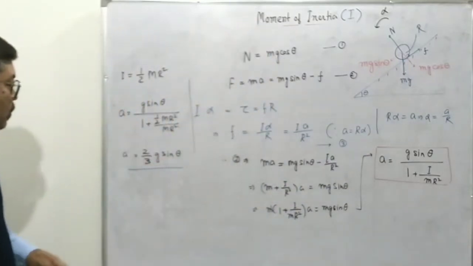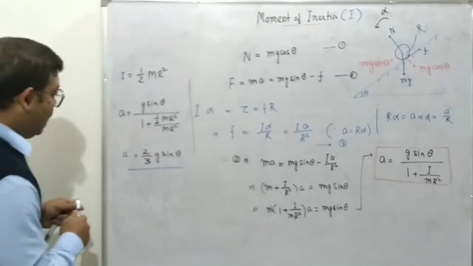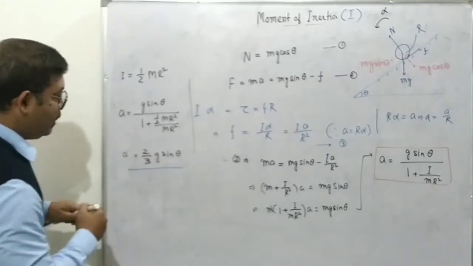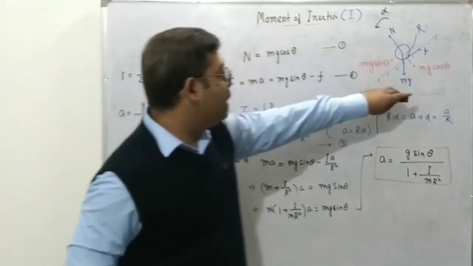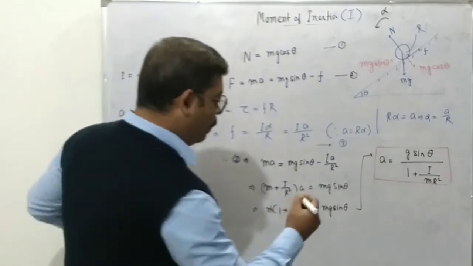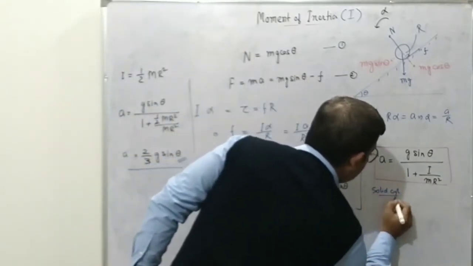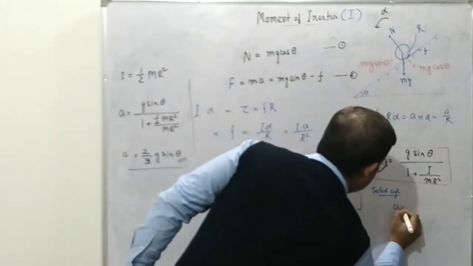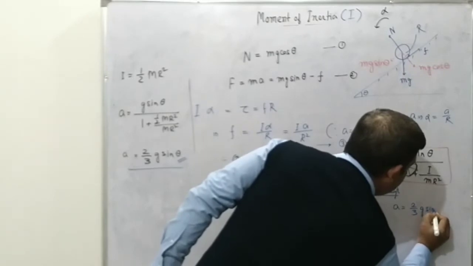Now what we need to note from here is that A equals 2 by 3 g sine theta. So what it means is that the linear acceleration depends only on this term theta, that is to say the inclination of the plane. Okay, so for a solid cylinder, what we have found is A equals 2 by 3 g sine theta.